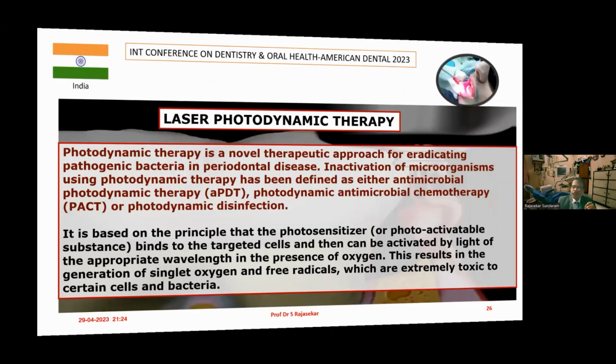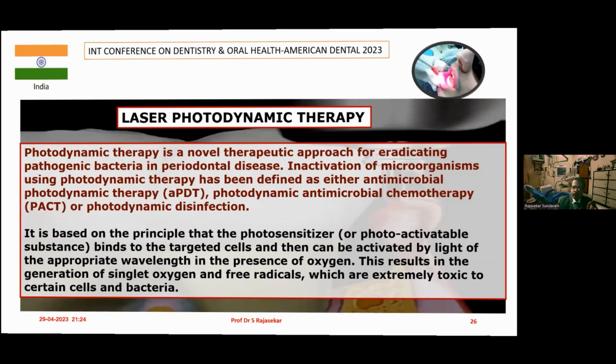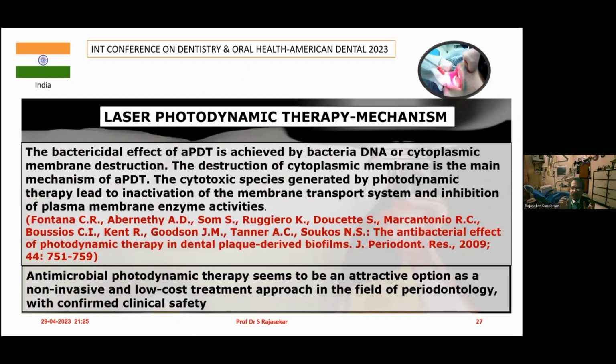Then there is laser photodynamic therapy, which is coming up very well now. Photodynamic therapy is nothing but inactivation of the microorganisms using a sensitizing dye and a specific laser light. So this is a very, very good method of deactivating the microorganisms. So the exact mechanism is this laser light and the sensitizing dye destroy the bacterial DNA and cytoplasmic membrane. So the membrane transport system is affected and it also inhibits the bacterial plasma membrane enzyme activity.